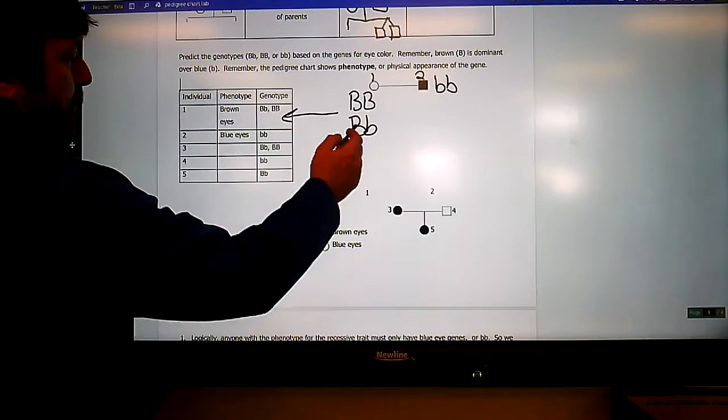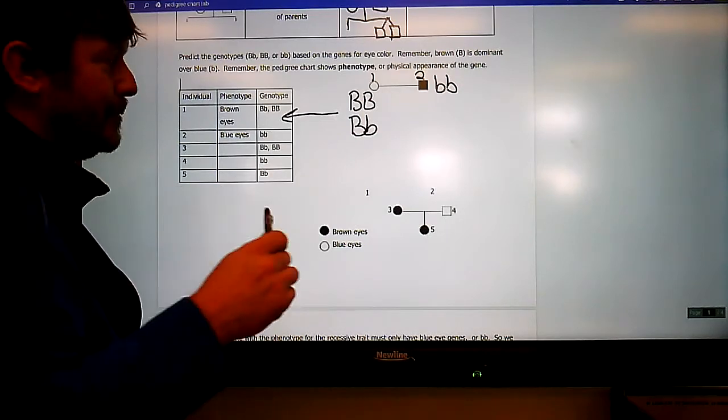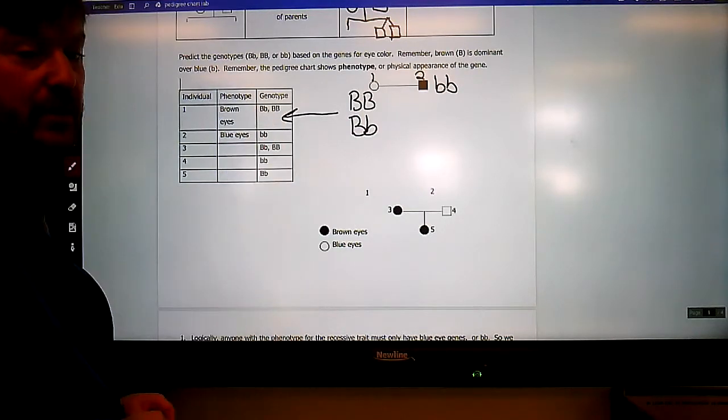So in order for this person to have brown eyes, they have to have at least one capital B, but they could also have 2. So there are 2 possible types for the genotype.